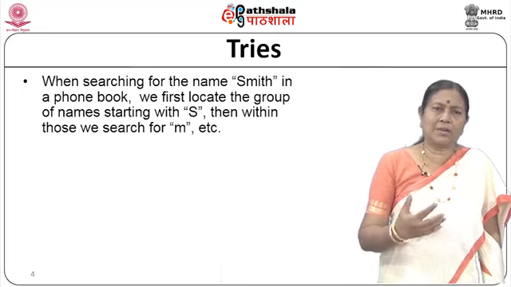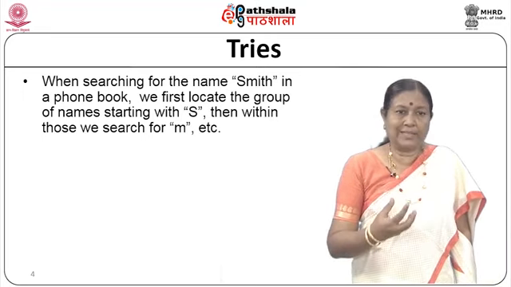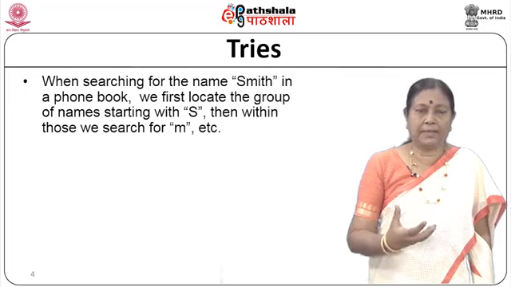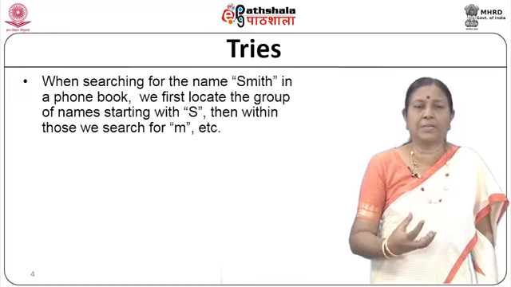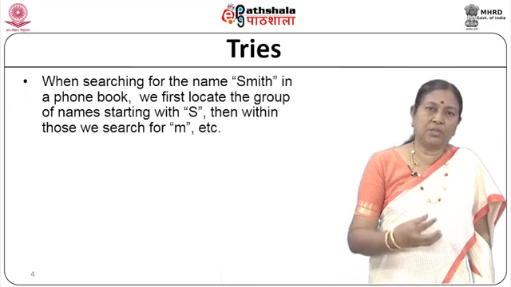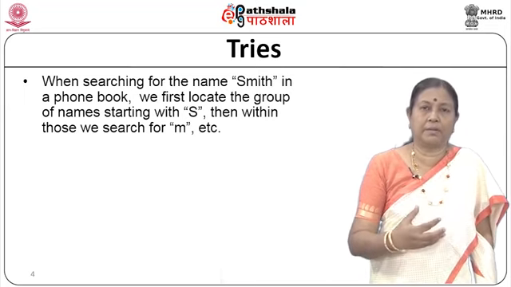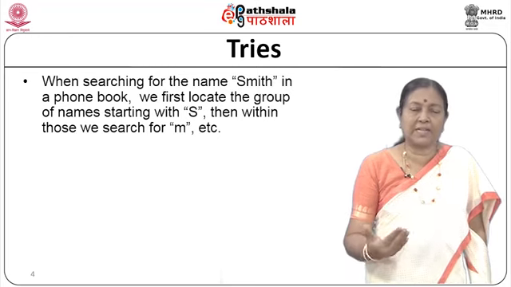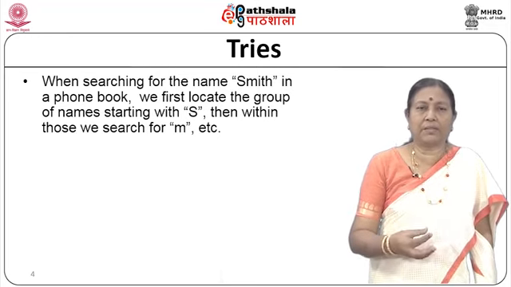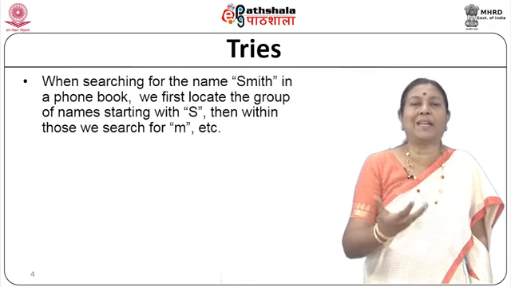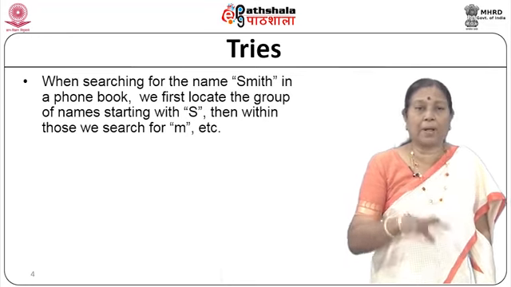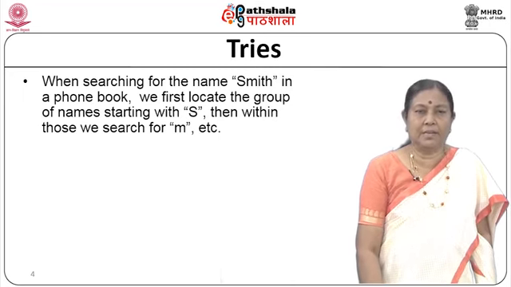So, let us look at some background for this. When we are searching for a name called Smith in a phone book, we try to first locate the group of names starting with S, then within those we search for those with M coming after S, then within those we search for the I coming after S and M and so on. So, this is how we normally carry out our search. This is the property that we are going to use in trees.